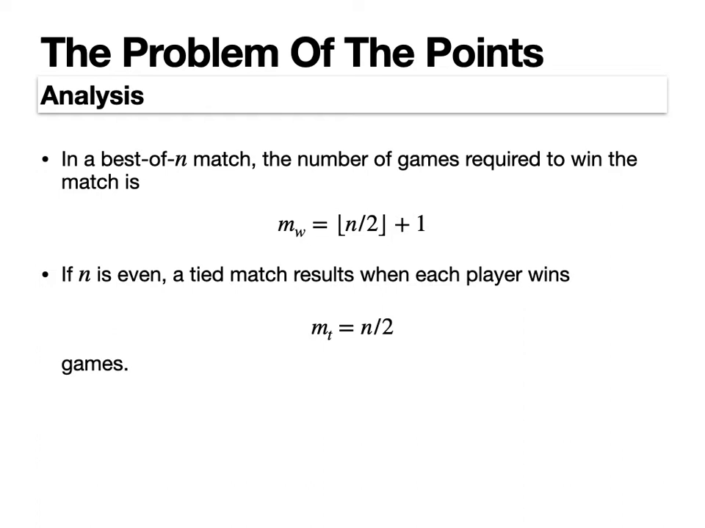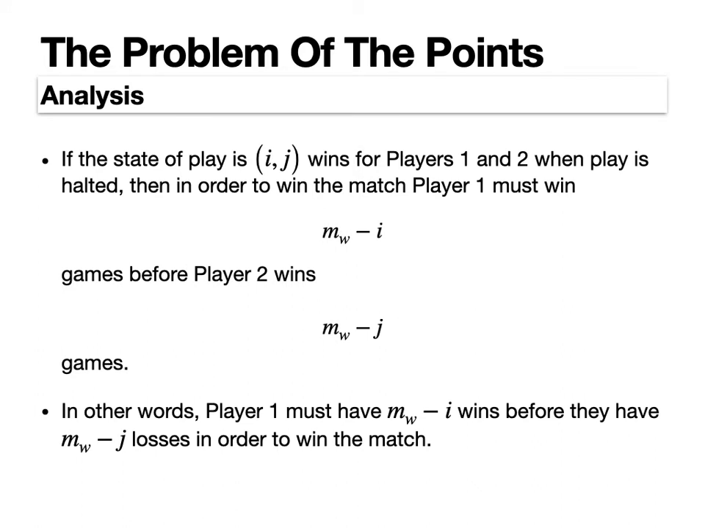If n is even, this formula is correct as well, right? Like if n is 10, n over 2 is 5, and so m sub w would be 6 here, and you do need to win 6 games to win outright a best of 10 match. Of course, if n is even, you could also have a tied match, in which case the number of wins would just be n over 2. That does come up. We won't consider that in the example we do today, but it's not hard to think about how you would handle that.